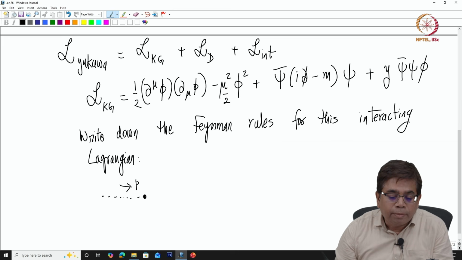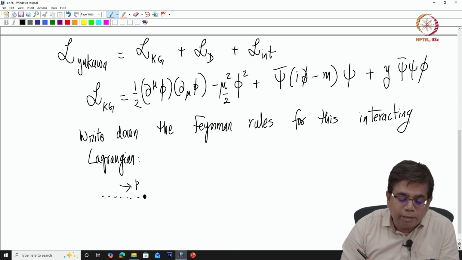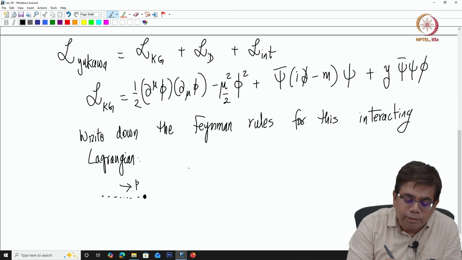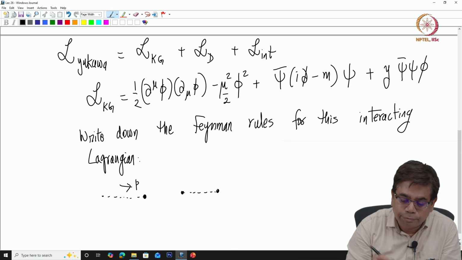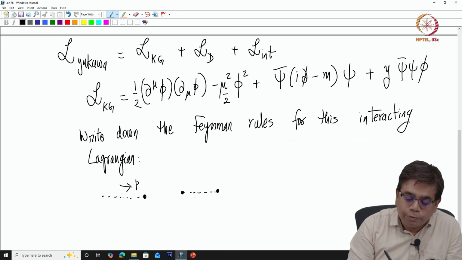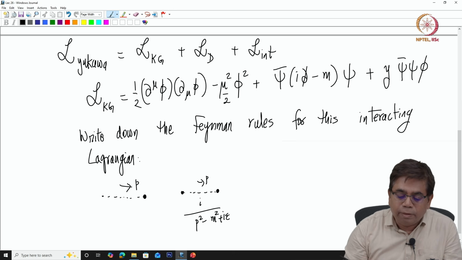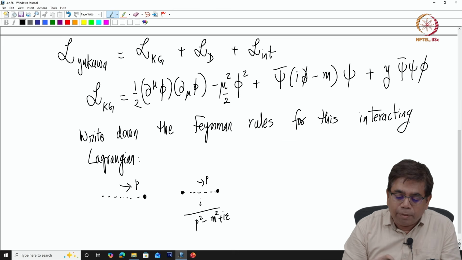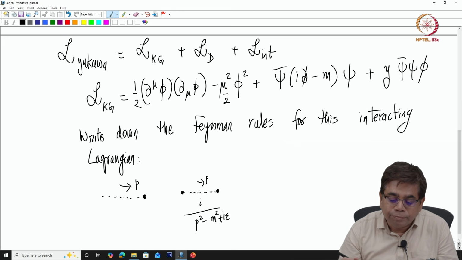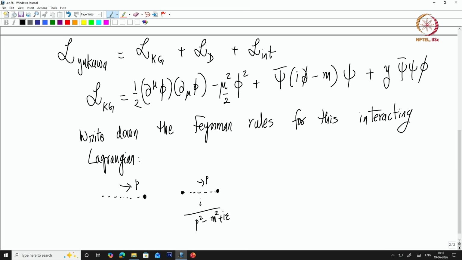Now, we have to do the same thing, and then there is a propagator of the scalars. This is given by i over p squared minus mu squared plus i epsilon. This is the Feynman propagator, represented by a dashed line between two vertices. This is the Feynman propagator.